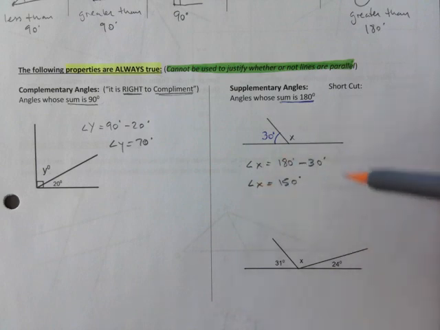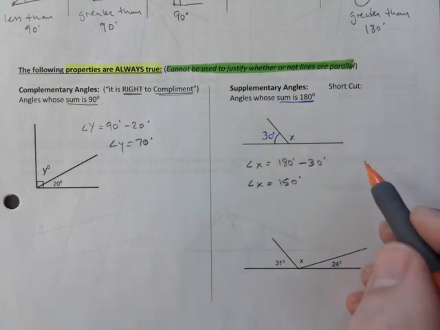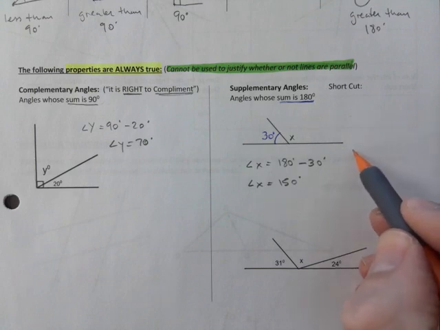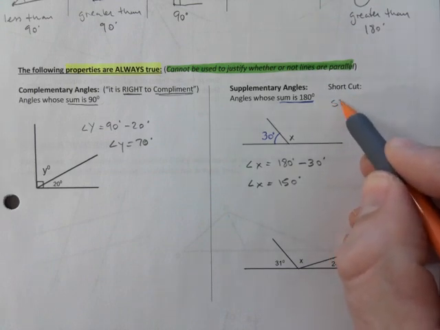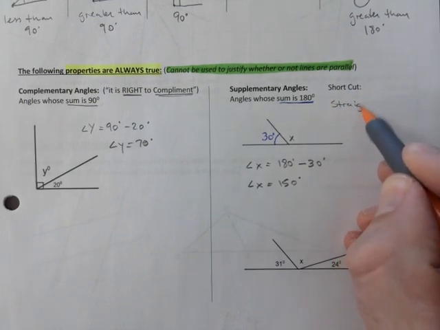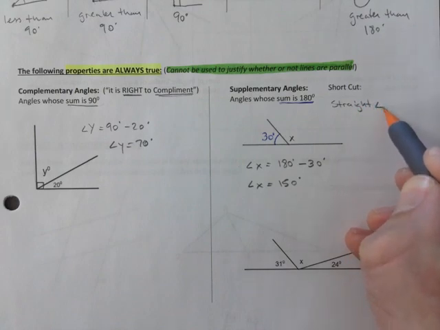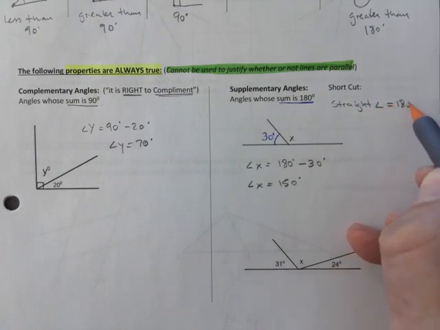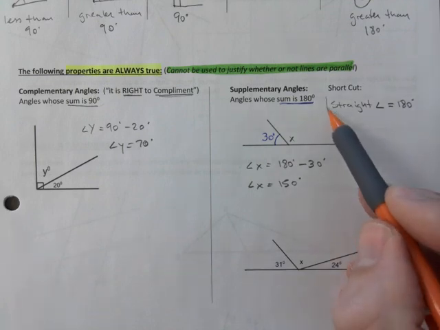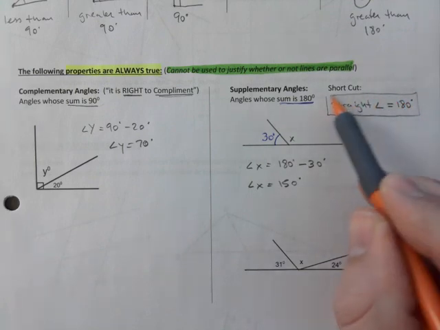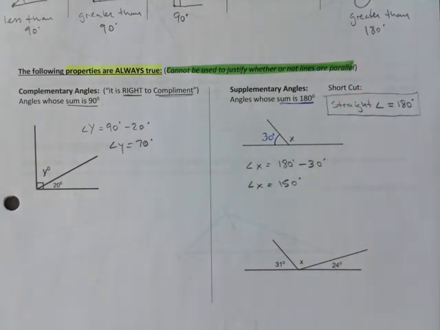The shortcut, if you ever use that, right? I'll put it right here. This is the explanation. Straight angle is equal to 180. You don't need to actually write out the property. You can just use this one. That would be a justification explanation, right?